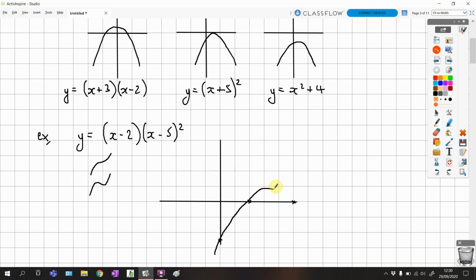It must dip back down, but we know that it doesn't go back through the x-axis because of this repeated root. So it comes down, it touches, and it takes off again. And so we've incorporated the basic shape, the x-intercept of 2, the repeated root at x equals 5, the y-intercept of -50. We've managed to include all of those features. But if we hadn't understood about repeated roots, then we'd have found it much more difficult to interpret this properly.